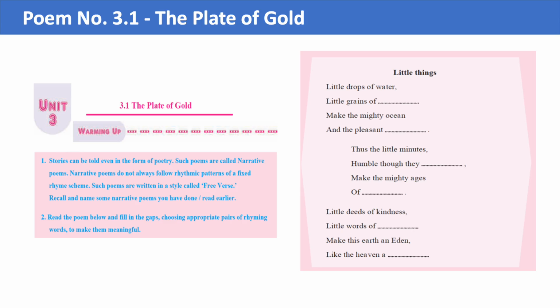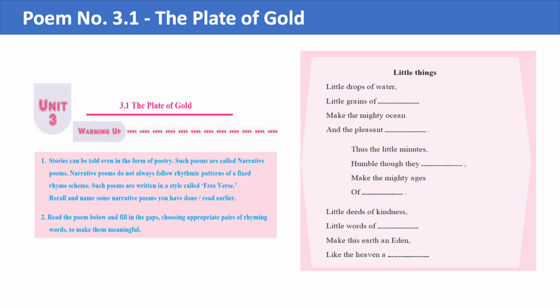Stories can be told even in the form of poetry. Such poems are called narrative poems. Narrative poems do not always follow a rhythmic pattern or a fixed rhyme scheme. It means that some poems called narrative poems do not follow any rhyme pattern, not rhyme scheme, not even rhyming words to be ended. Such poems are called free verse poems.